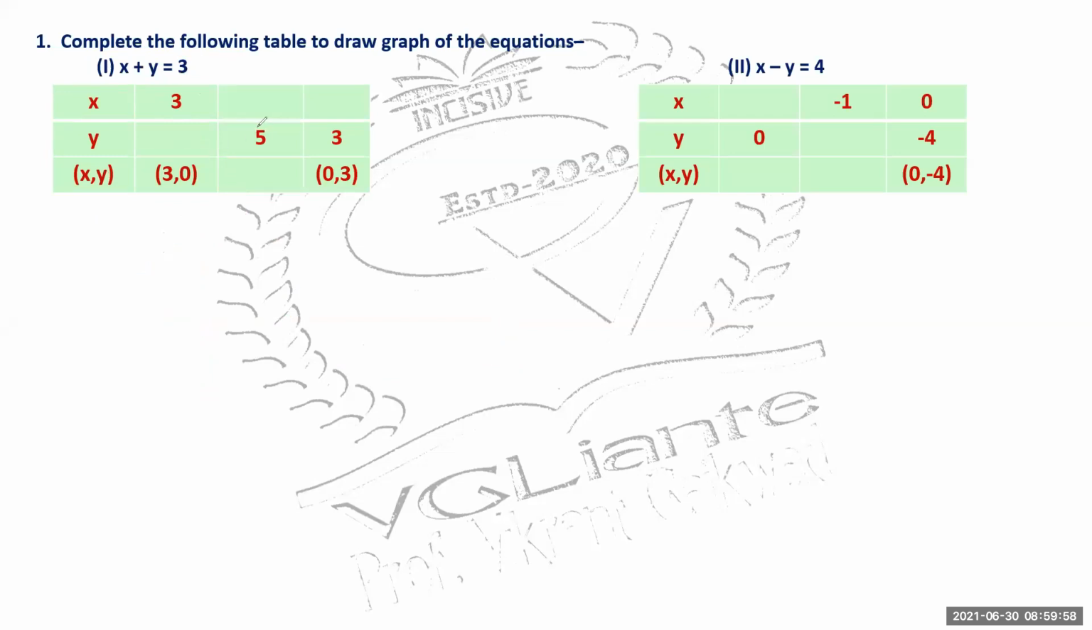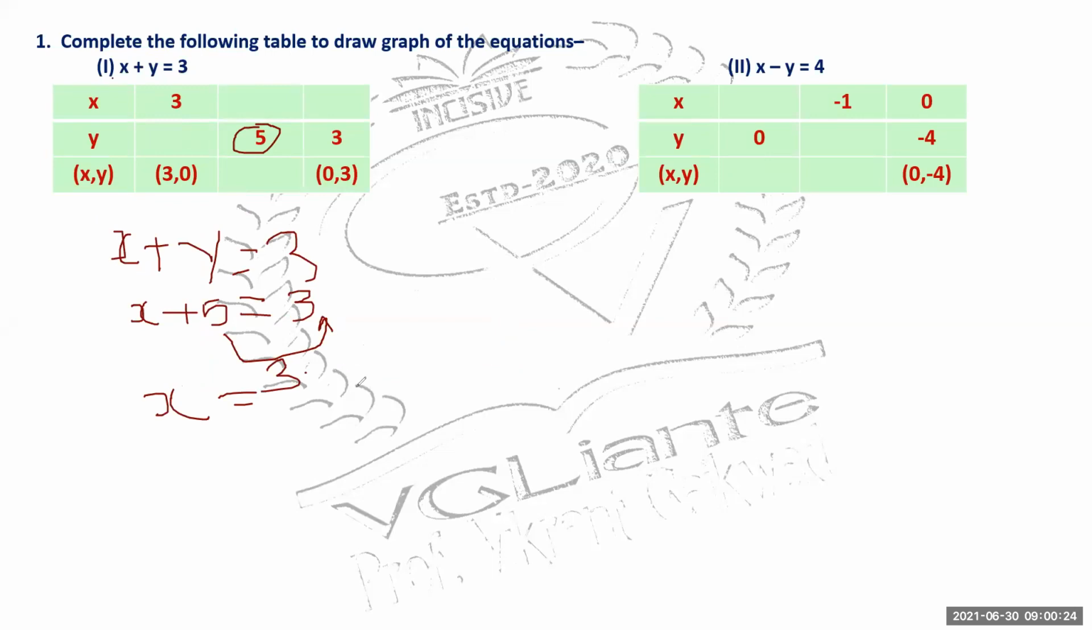Now we'll move to the next value. The next value is y equals to 5. So in this equation, x plus y equals to 3, you're going to put x plus 5 equals to 3. We'll change position of 5. So you'll get value of x as 3 minus 5, that is minus 2. You'll get value of x as minus 2. So this is minus 2, and in this table x comma y would be minus 2 comma 5.